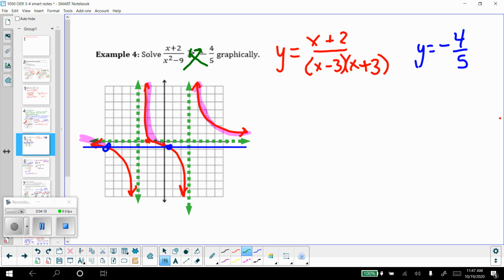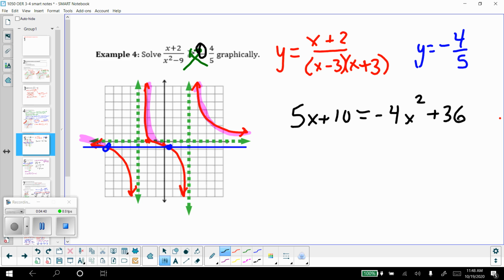Cross multiply. So that will give us 5 times (x + 2), which is 5x + 10. Maybe I should have taken the negative that direction. Nah, that's all right. We'll just do the negative the other way. I almost forgot we had a negative over here. We can't forget that. So let's do negative 4 times (x² − 9). That would give us negative 4x², and then negative 4 times negative 9 would be plus 36.